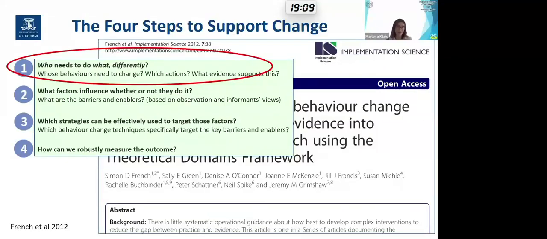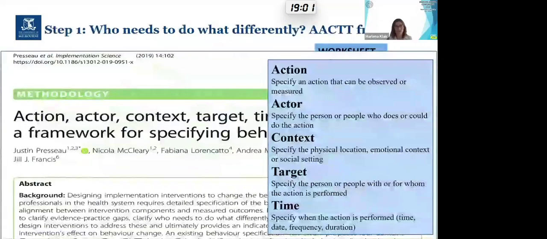So the first step in Simon's process is to identify, well, who is it that needs to do what differently? So specifying who needs to do what differently, it sort of sounds like a straightforward process, but it's critically important to identify this with enough detail so that we don't miss out on critical information and end up with a failed implementation project or plan. So we have a framework that we use.